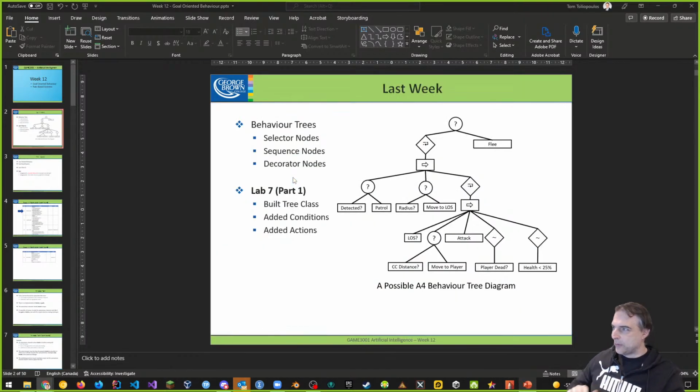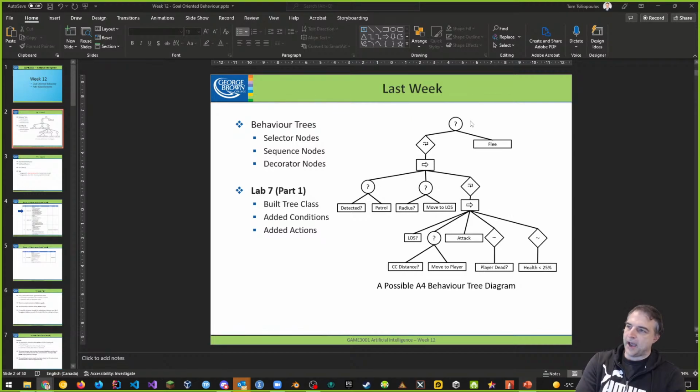So last week we talked about behavior trees. We talked about 3 different kinds of nodes primarily: selector nodes, sequence nodes, and decorator nodes. I was in the middle of putting together a diagram for you guys last week, showing how a behavior tree would look for assignment 4. This is something it might look like. So let's take a look.